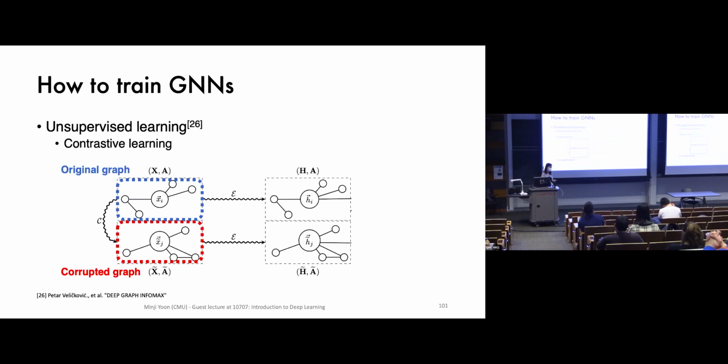And because finding labels is so hard, there is also an unsupervised learning technique to train GNN. They use the contrastive learning technique. What is that? First, given an original graph, original node attribute X, original adjacency matrix A, we compute the node embeddings using GNN. And we corrupt that graph. We can remove edges or add edges between random pairs of nodes, and we can swap node attributes. We corrupt the graph, and then we compute the node embeddings again. What we're going to do is try to make them as dissimilar as possible. By doing that, we can train GNN.